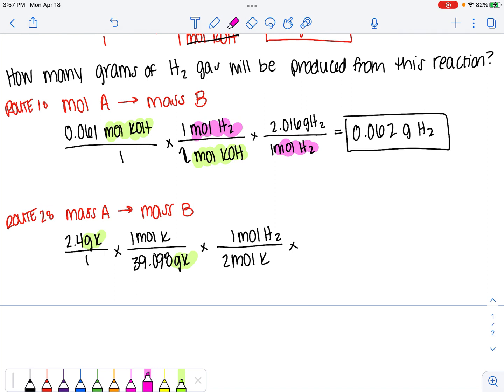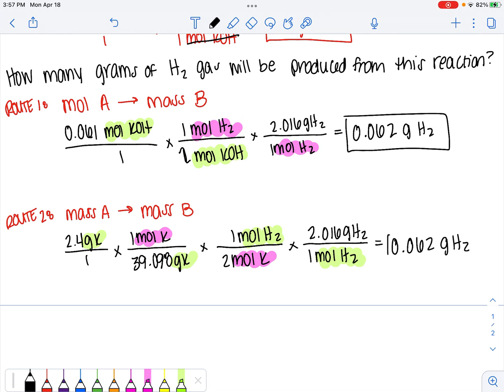Last step, now that you have moles of hydrogen gas, you've got to get the mass out of that. So this would be a molar mass conversion factor. In 1 mole of hydrogen, there are 2.016 grams of hydrogen. Again, units here cancel with units here. Plug this in your calculator and you're left with 0.062 grams of H2. And these two numbers are equal. Yay! So it doesn't matter at this point which route you're going to take.